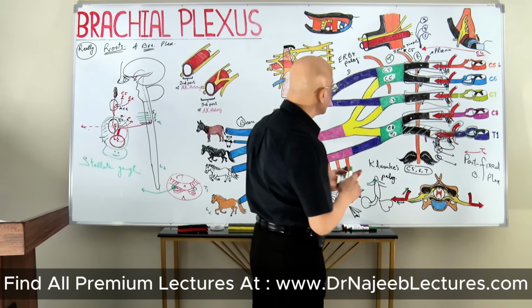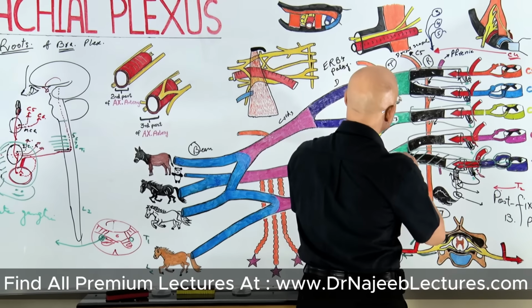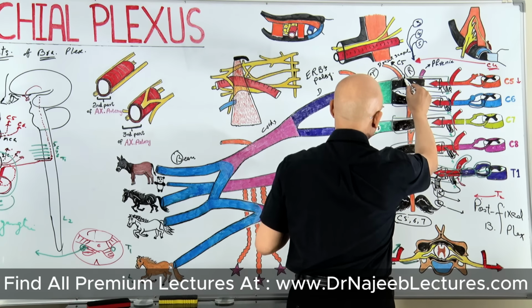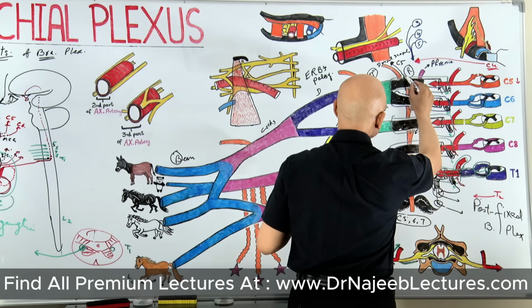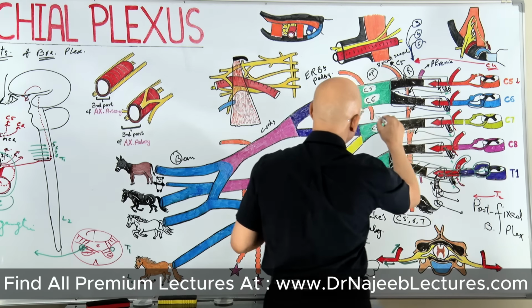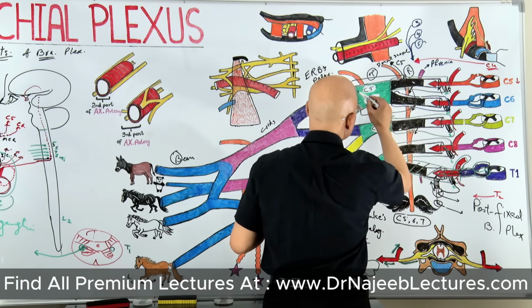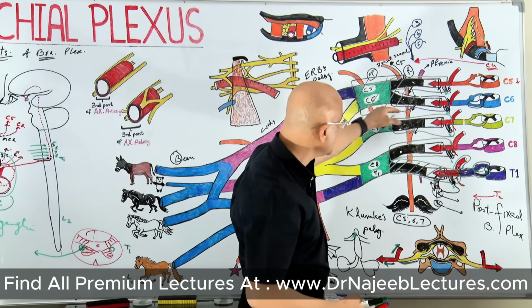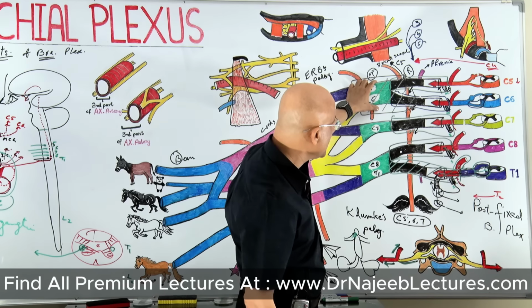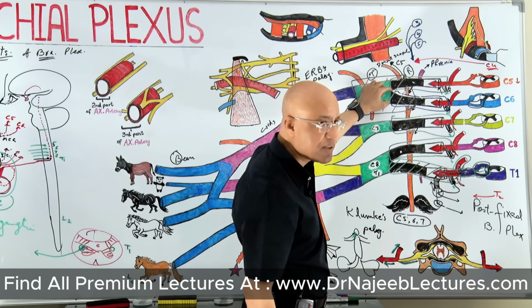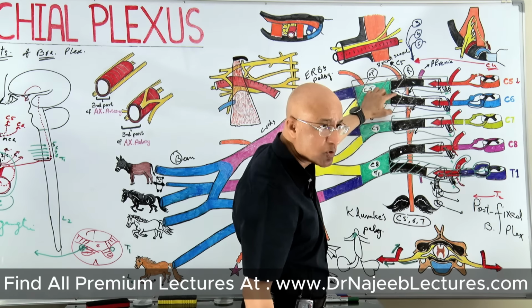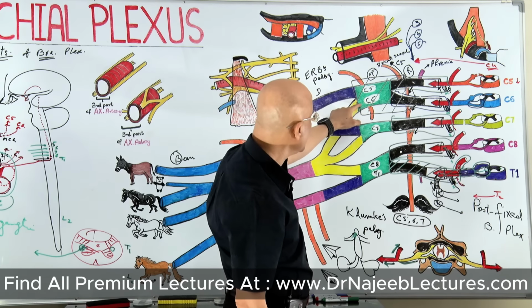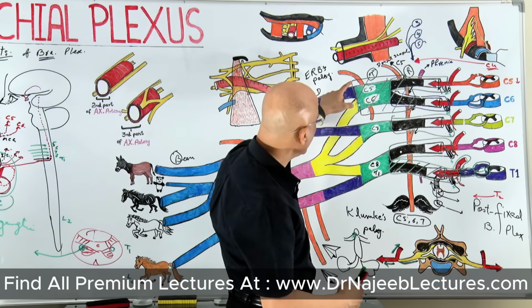And here I want to say something. This area, from here, yes, this area, when it is damaged, if there is damage in this area, in which there is the upper trunk and two of its inputs, C5, C6 roots, and two of its outflow, that is anterior division and posterior division from the upper trunk, right? Or two of its offshoot nerves.